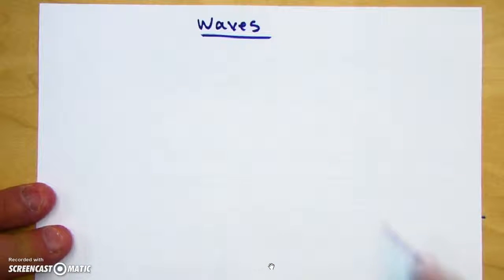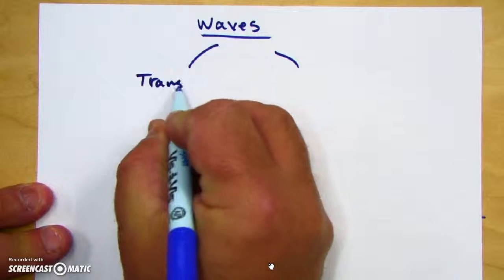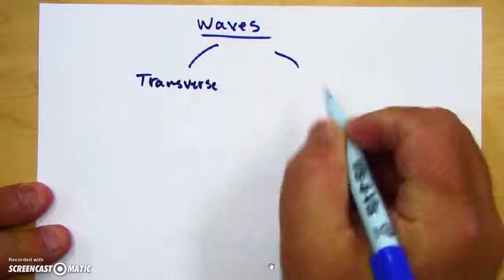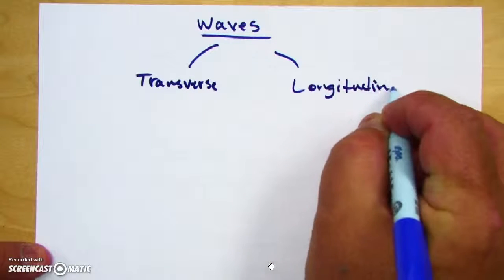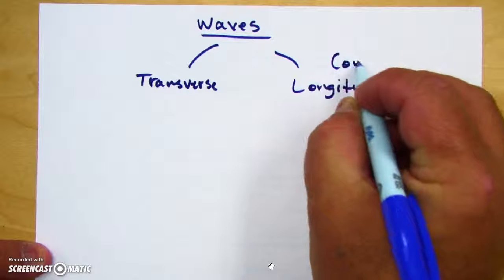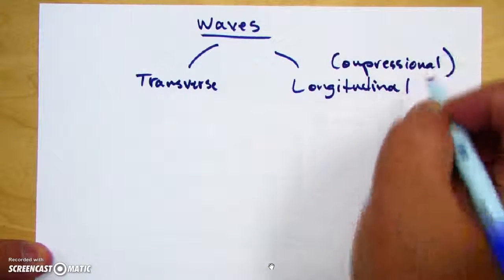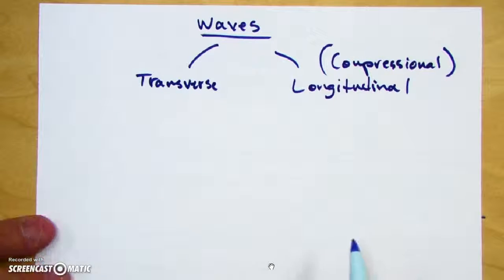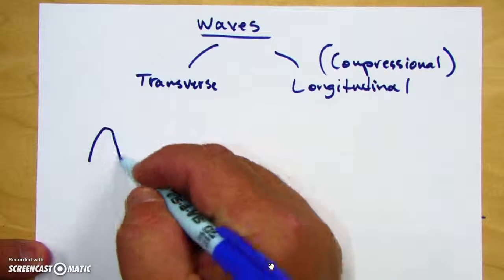Okay, now we're talking about waves. First of all, waves come in two different varieties. There's transverse waves. That's our most common type that we deal with all the time. And then there's also longitudinal waves. Now, longitudinal waves are also called compressional waves, and that name actually makes more sense, as we'll see in just a minute. Now, there's quite a bit of vocabulary for this section, and some of it may be new, some of it not so new.